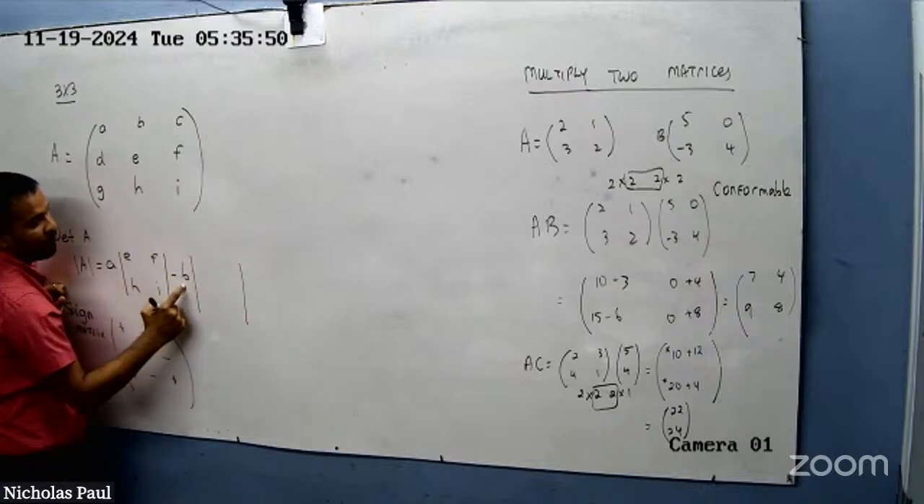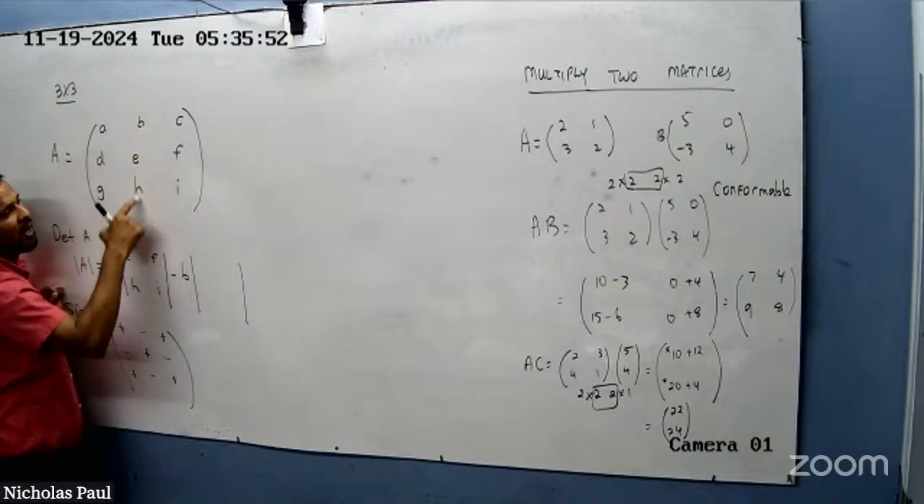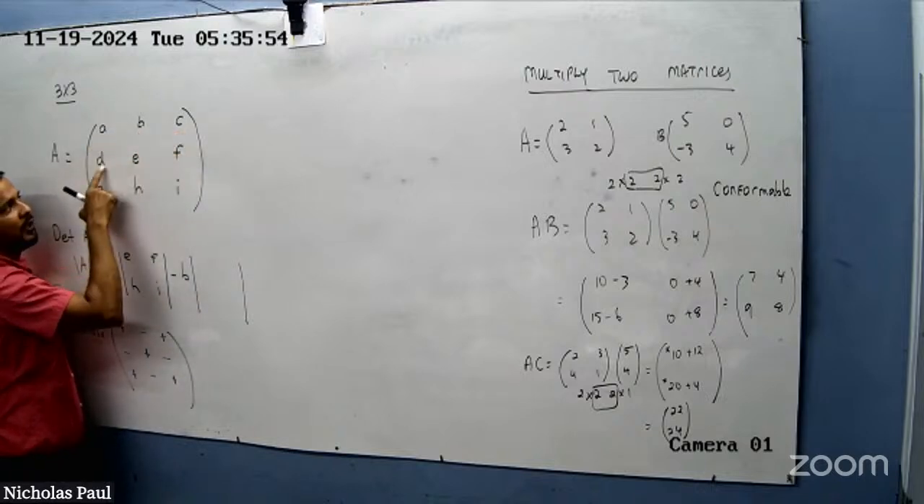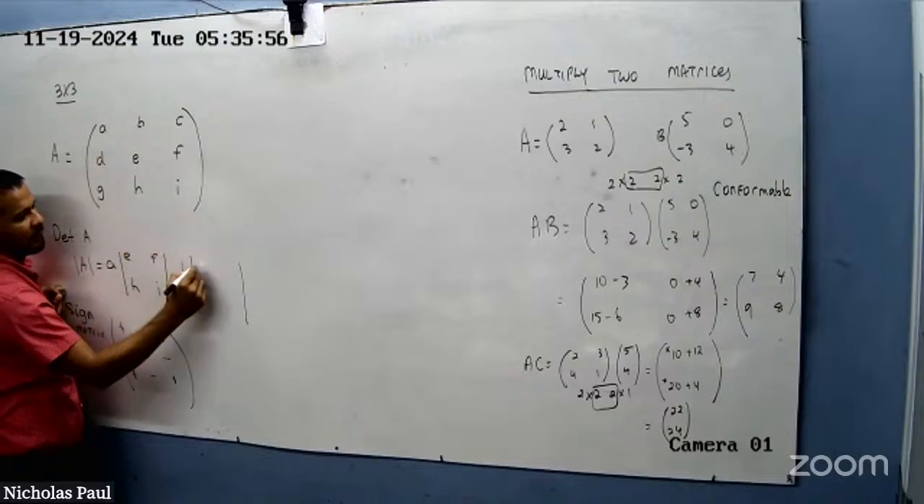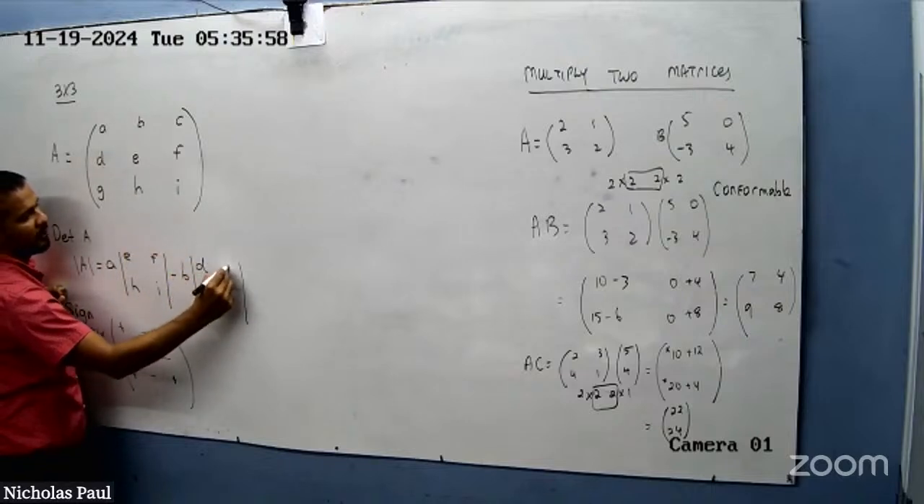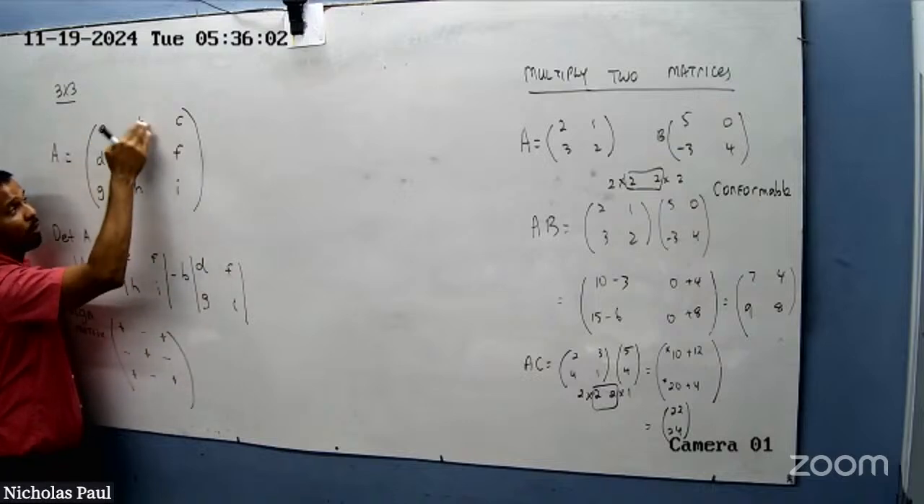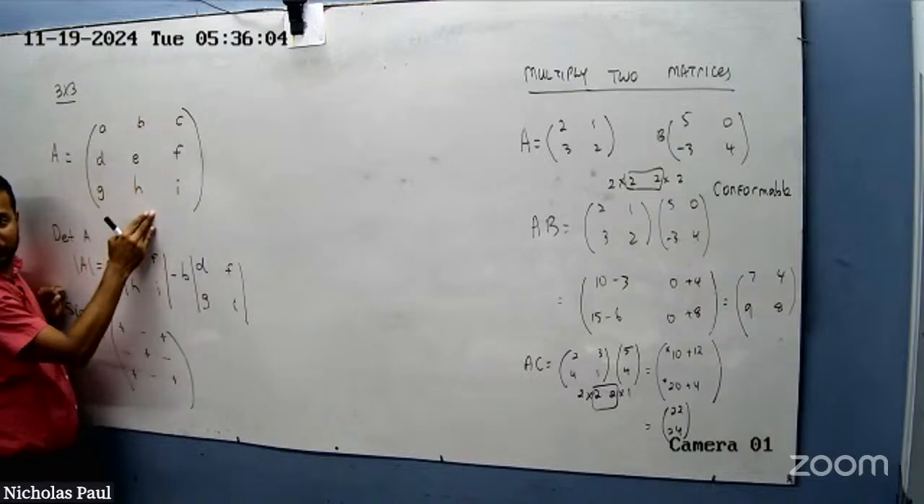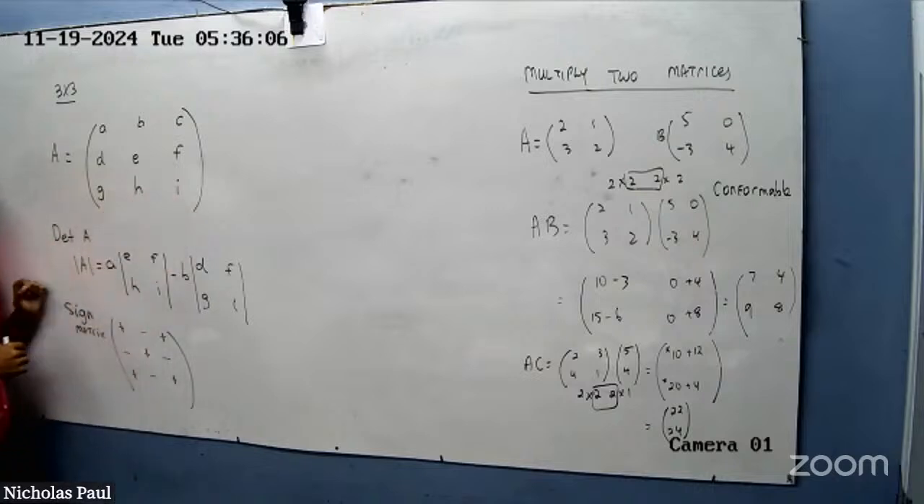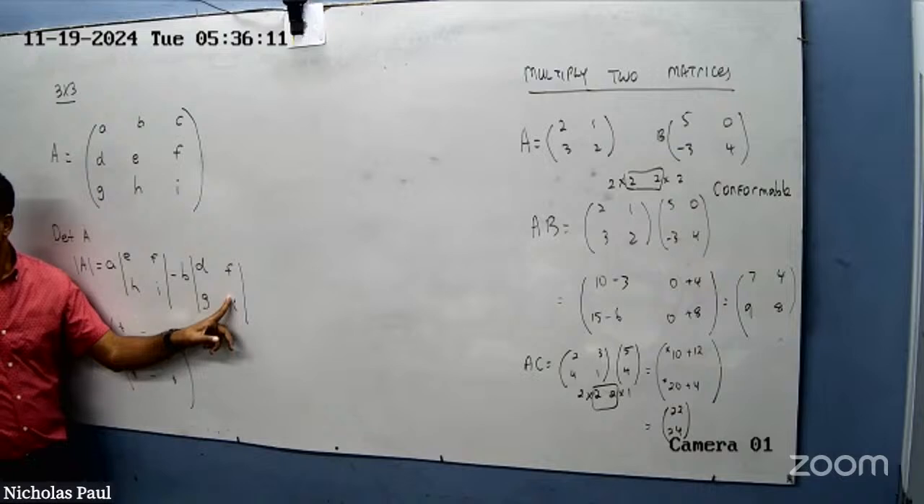For the minor, cancel the column and the row it belongs to, and you'll get D, F, G, I. Cancel the row and column it belongs to, and you will get the values you have to find the determinant of. Determinant here, determinant here. That's okay?